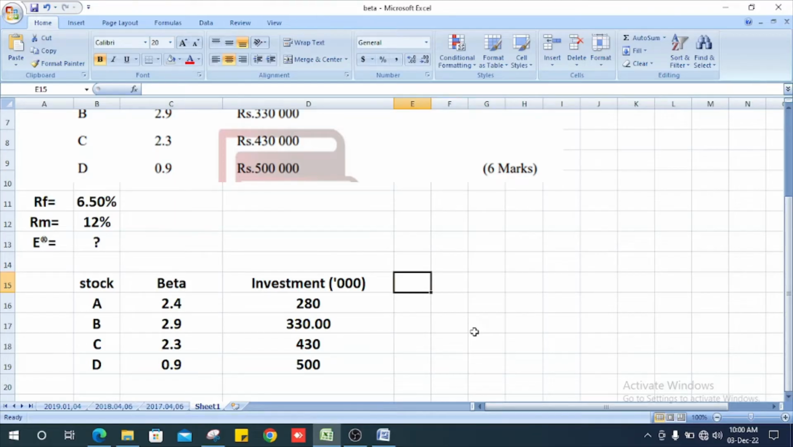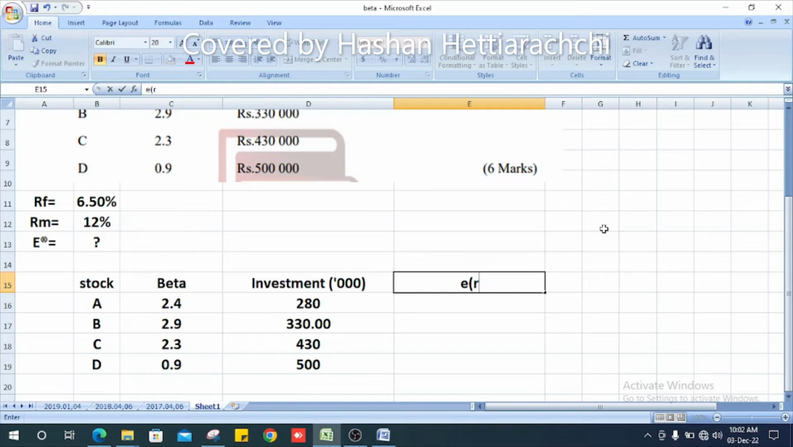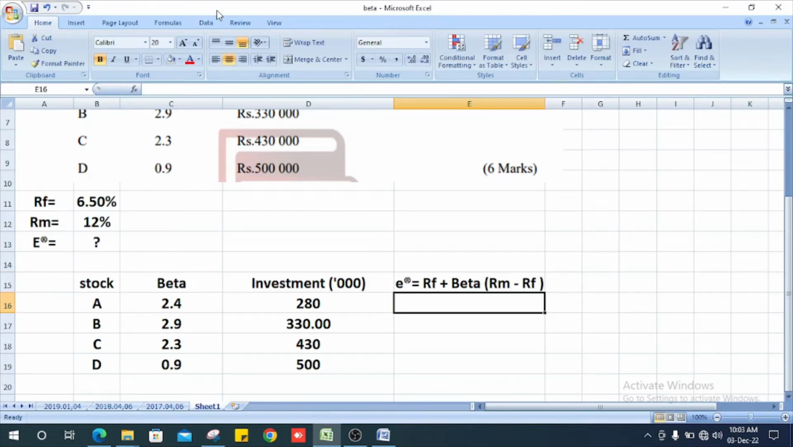What is the formula for expected return? Expected return equals risk-free rate plus beta multiplied by market return minus risk-free rate. The risk-free rate is 6.5% plus beta, beta is 2.4, multiplied by market return 12% minus risk-free rate 6.5%. Okay.